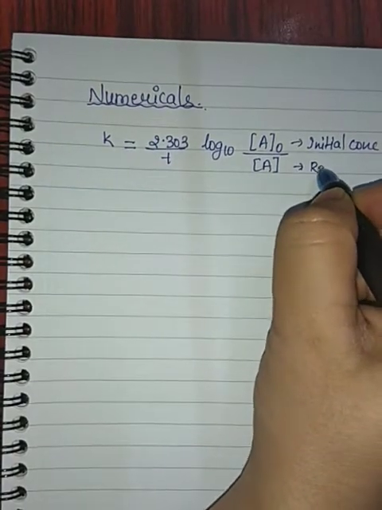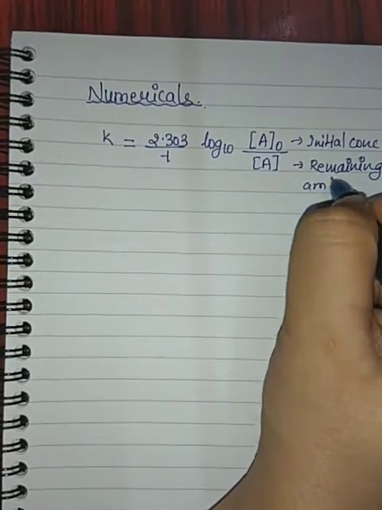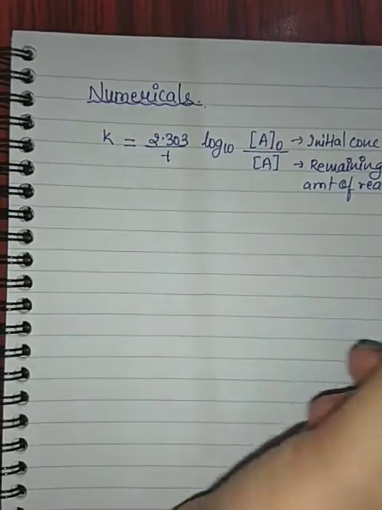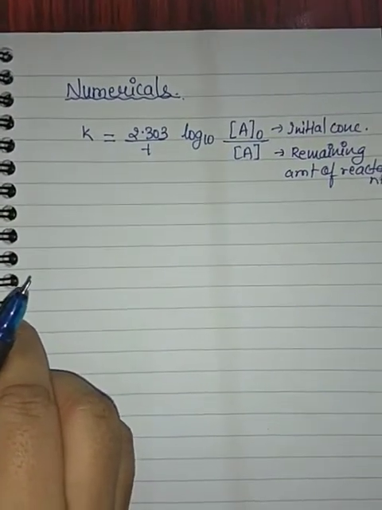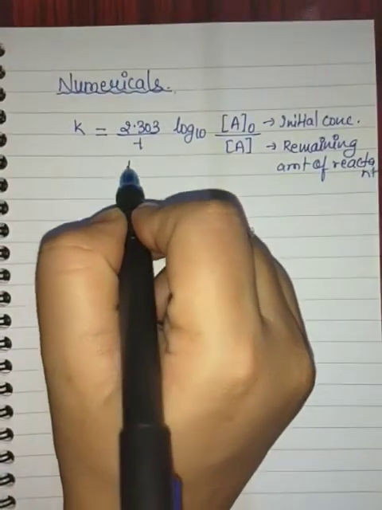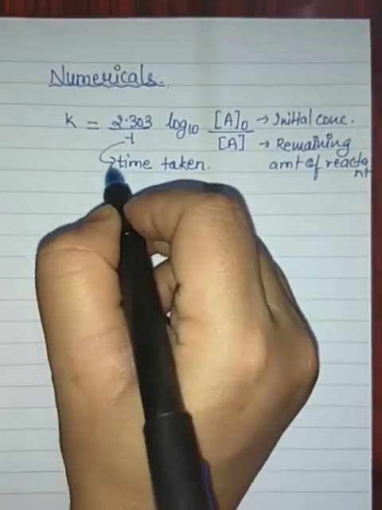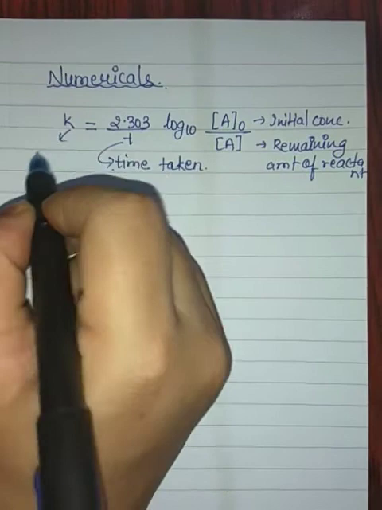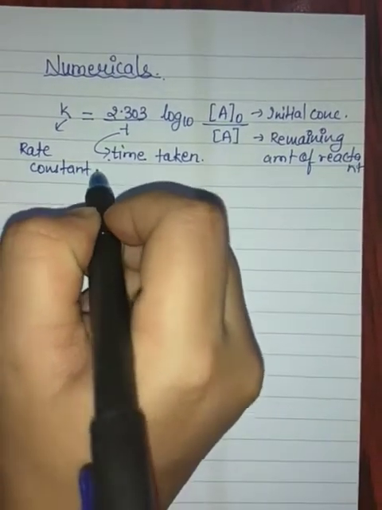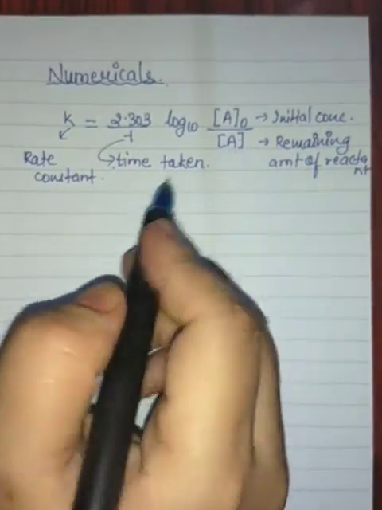This is the remaining amount of reactant, and t is the time taken. k is the rate constant. This is the integrated rate law for a first order reaction.